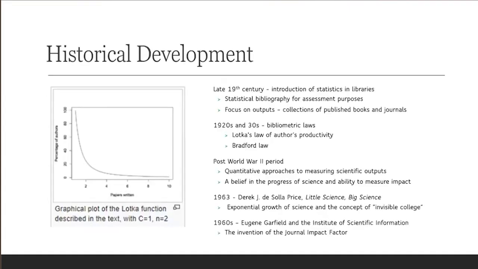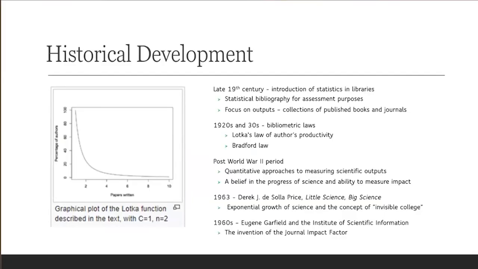So this is basically a quick timeline of the historical development of measuring research, and the original statistical bibliography, mostly for collection development purposes. The original citation measurements were really for library purposes, for deciding what libraries should have in their collection: what journals they should subscribe to, and what they should have on their shelves for people to read.